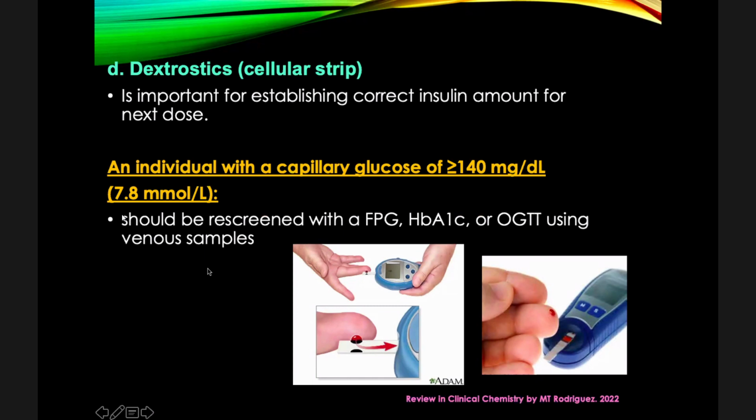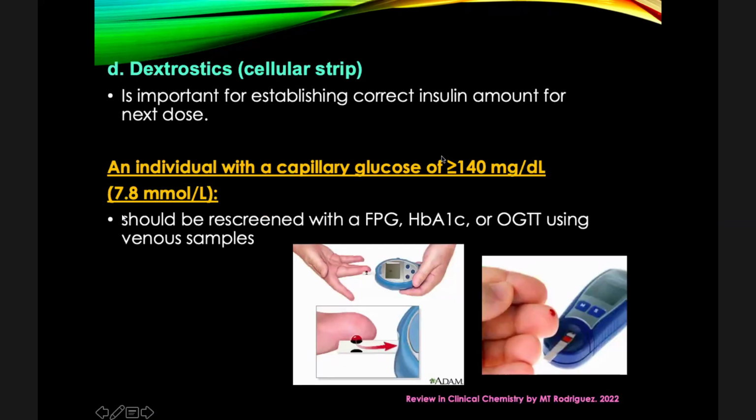Ma'am, paano po halimbawa yung random blood glucose after eating is 140? Do we need to report it? We can also report that if it is 140, so that doctors can tell us what is the next step that should be done. But ang capillary fasting glucose mo 140 and above, kailangan venous sample ulitin. FBS or HbA1c or OGTT.